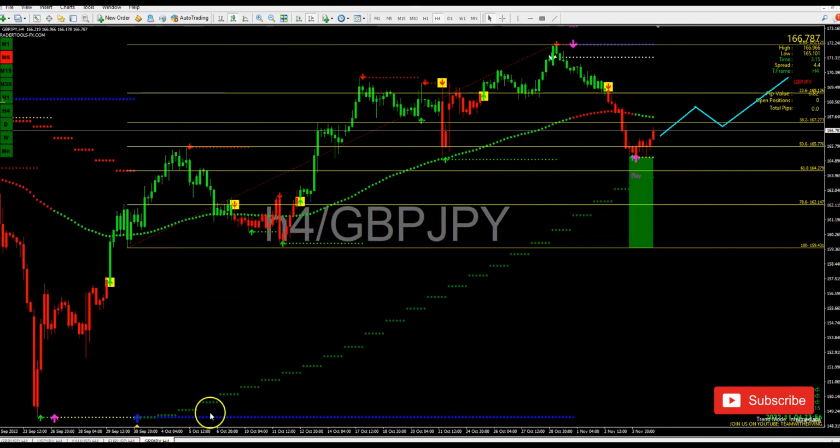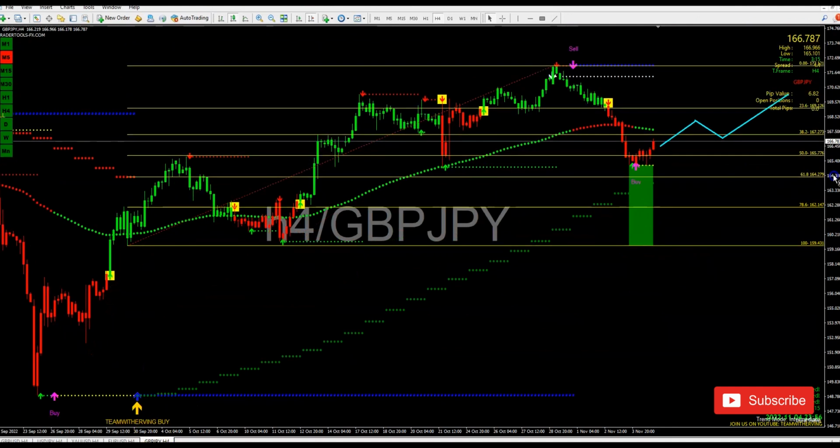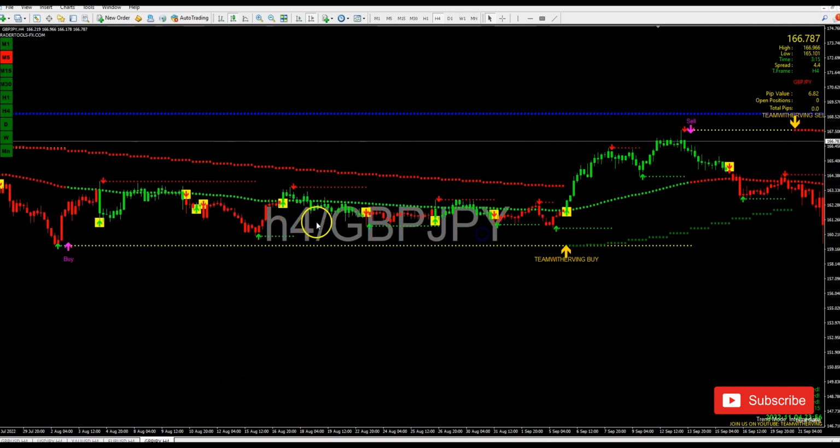GBPJPY. Look at this beautiful trade, guys. I don't want you to see the real data yet. Look at the dashboard. The dashboard is giving you the answer. Look at this, all the way from 1 minute to 1 month. This is what I love about multiple time frames. Every single time frame is saying that we are going on that buy position, and that is huge, guys. I'm telling you, it's huge.